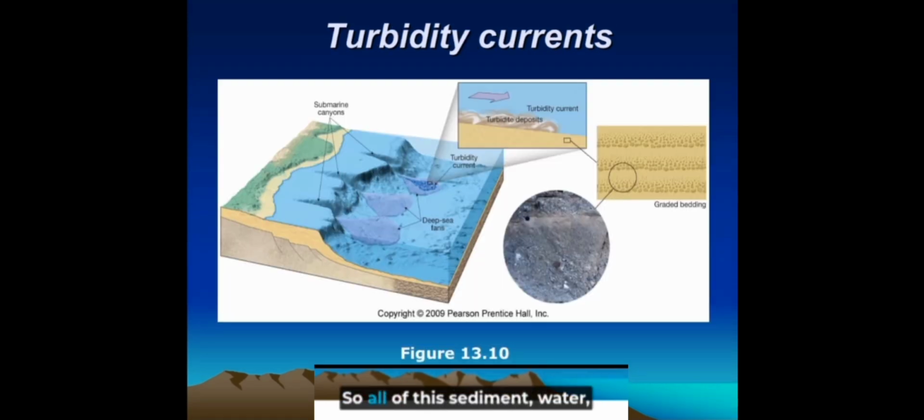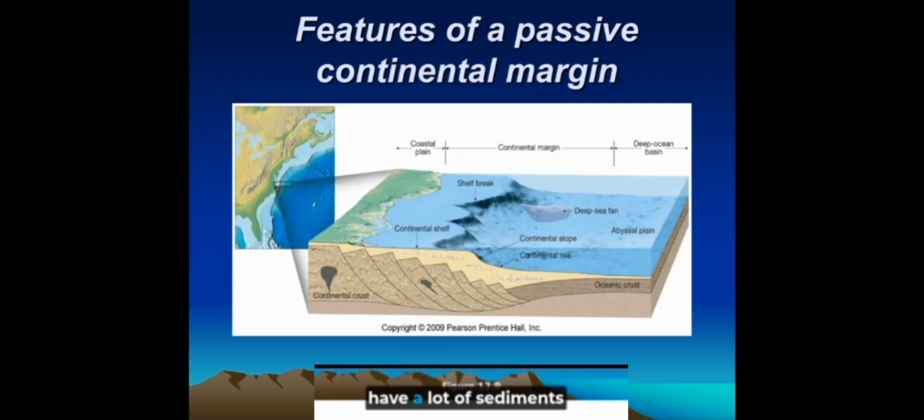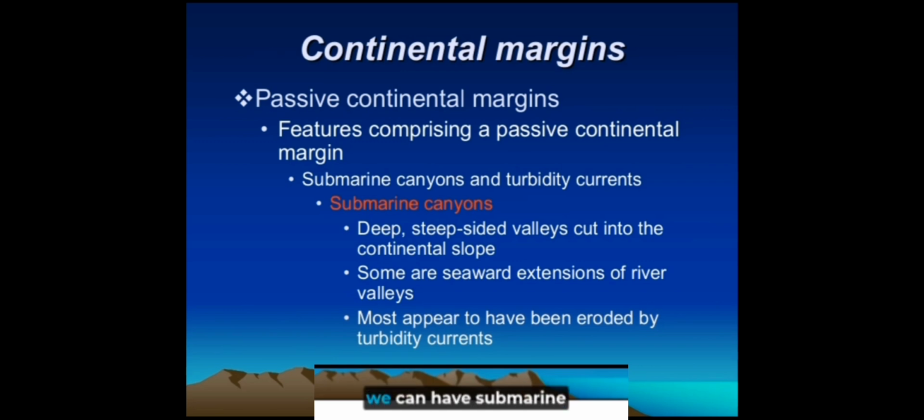So, all of this sediment and water is called a turbidity current. Turbidity means it's water with a whole bunch of sediment inside of it. When we have full water, it is going to start eroding the sides. So, when we have areas with a lot of sediment in our water, we can have submarine canyons develop. These are really deep and steep-sided valleys that are cut into the continental slope, where all of the water and sediment are being moved downhill.